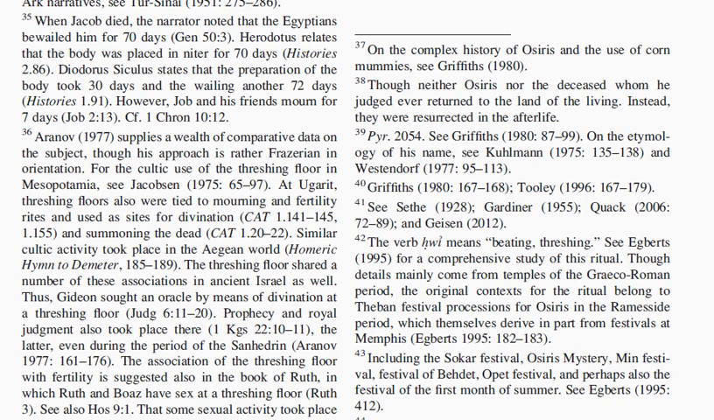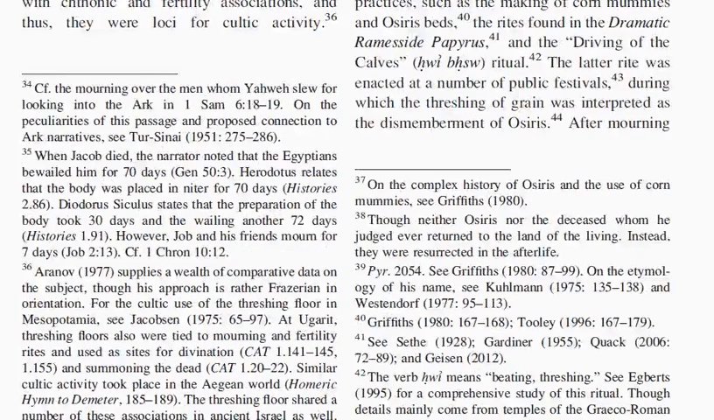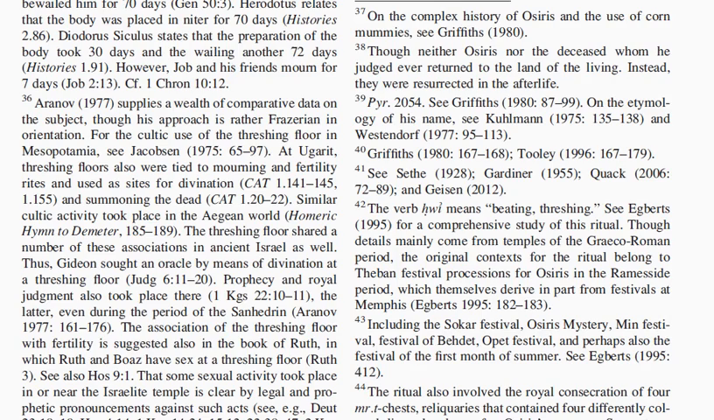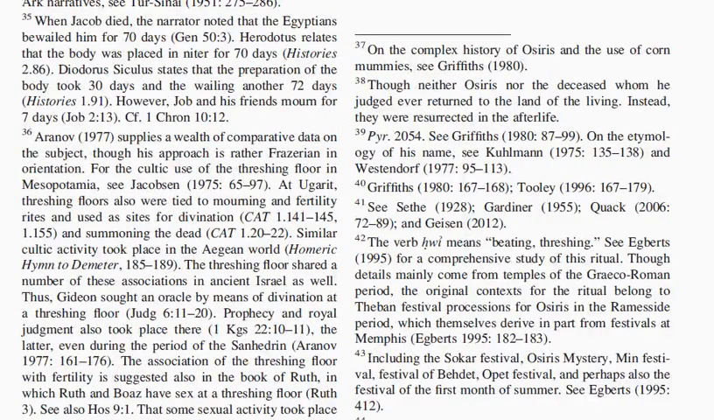Though details mainly come from temples of the Greco-Roman period, the original context for the ritual belonged to Theban festival processions for Osiris in the Ramesside period, which themselves derive in part from festivals at Memphis. Egberts, 1995, pages 182 to 183. End of the footnote. The latter rite was enacted at a number of public festivals. Footnote, including the Sokar Festival, Osiris Mystery, Min Festival, Festival of Dept, Opet Festival, and perhaps also the Festival of the First Month of Summer.